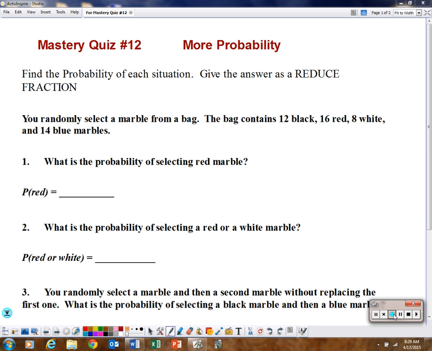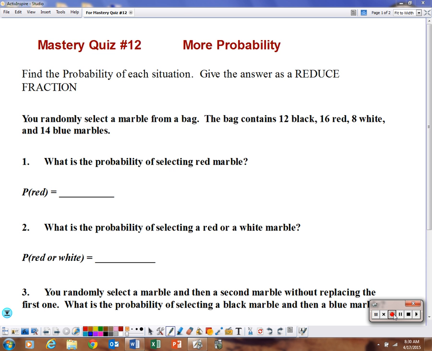Mastery quiz number 12, more probability. Find the probability of each situation. Give the answer as a reduced fraction. Okay, you randomly select a marble from a bag. The bag contains 12 black, 16 red, 8 white, and 14 blue marbles. What is the probability of selecting a red marble?